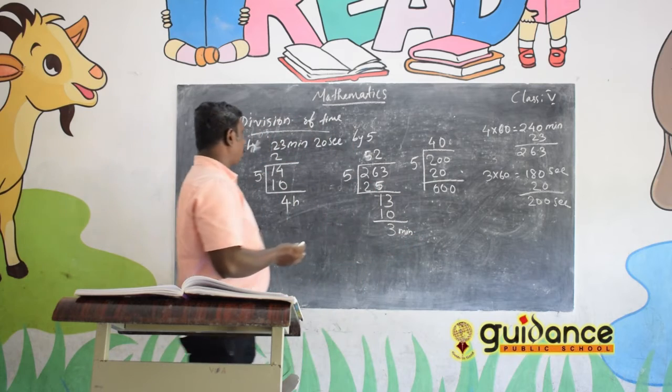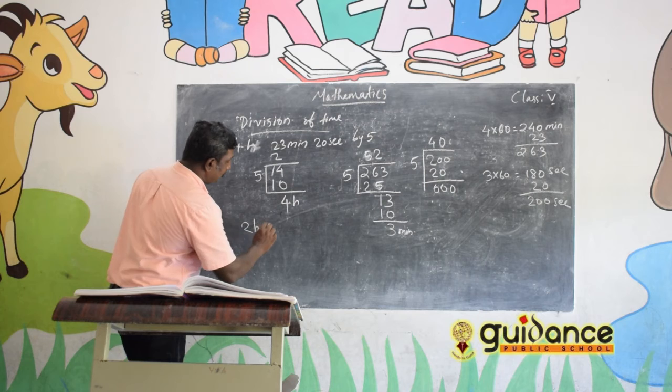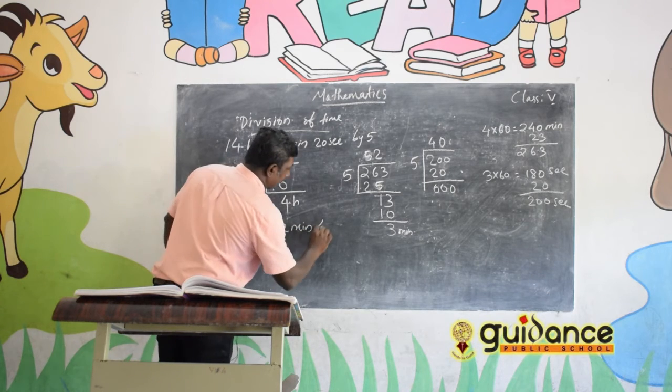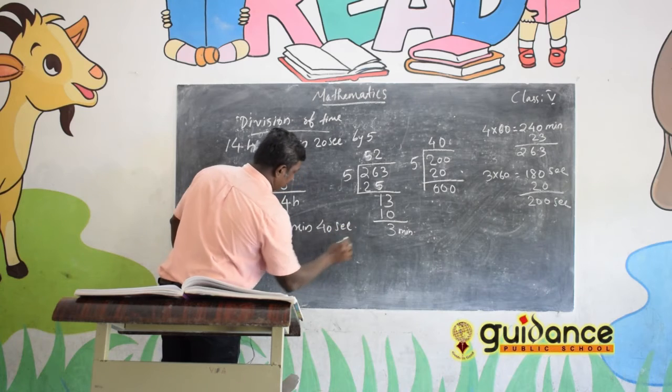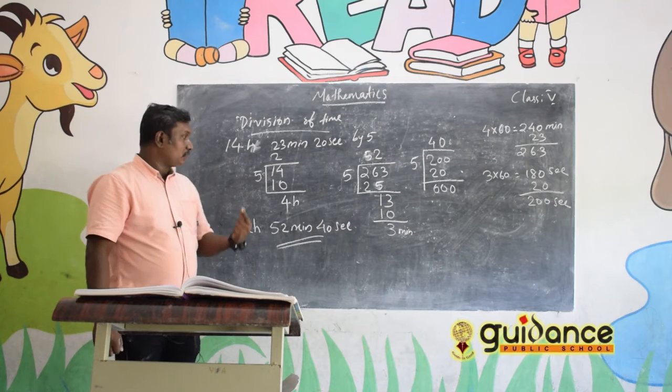The answer we got is 2 hours 52 minutes and 40 seconds. 2 hours 52 minutes and 40 seconds. Do you understand the procedure of division?